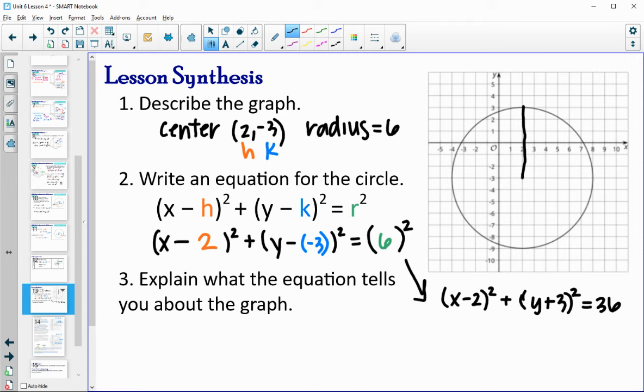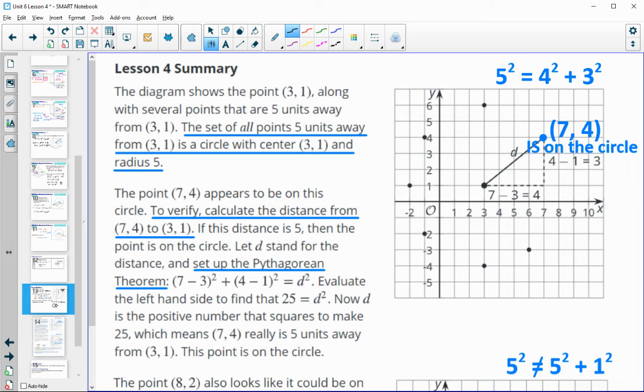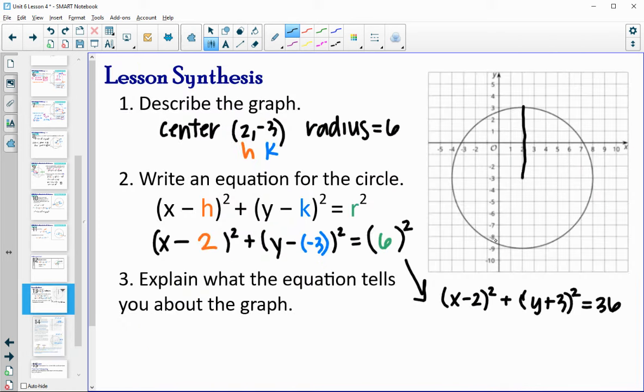But what does this equation tell us about the graph? That every point on this circle is 6 units from the center. And the equation, if we didn't have the graph, also tells us the center point. So we can see the center is at (2, -3) and the radius is 6 if you're just looking at the equation and didn't have the graph as well.